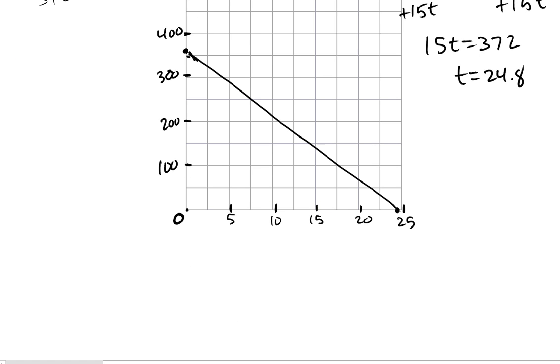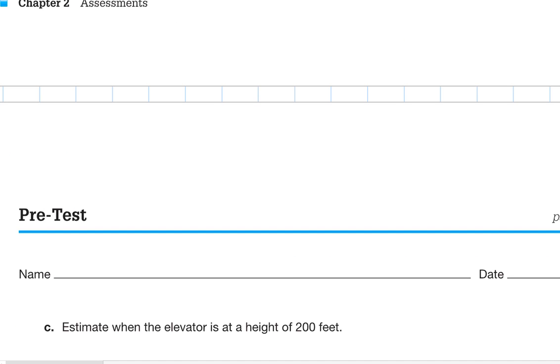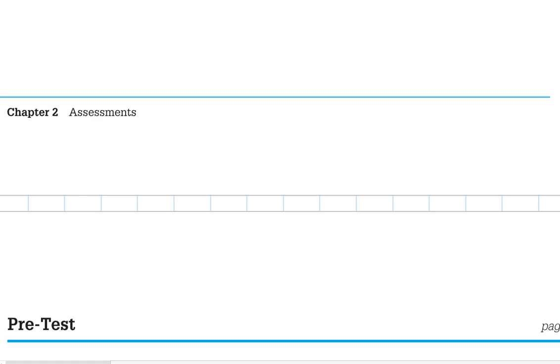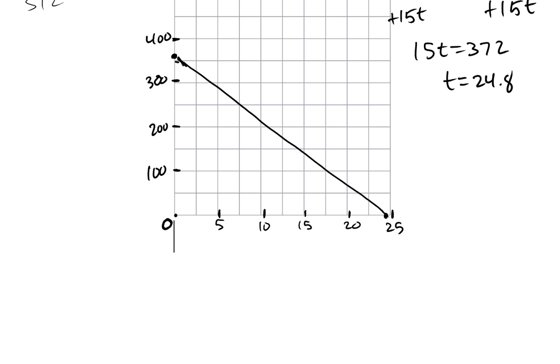Let's see what else we got here in terms of, there's more questions related to that. Let's see, estimate when the elevator is at a height of 200 feet. Well, that's when it's at a height of 200 feet. So basically, I'm looking here, here's 200. So when is this line, 200 feet, going to hit this curve? And it hits right there. So if I come down, I'm like, when is this happening? Well, I know that this line right here is 10 seconds, right? And this line is 12.5 seconds. So it's somewhere around 11 seconds, right? About 11 seconds.